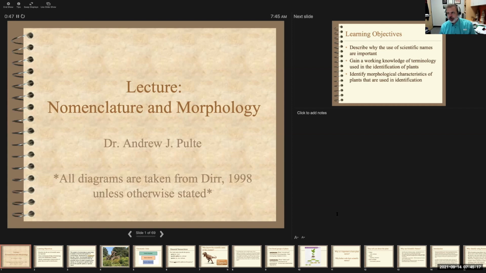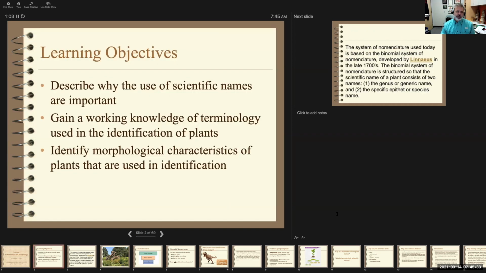I'm glad that you're joining me here today for this lecture on nomenclature and morphology of plants. We're basically going to learn today the basics of plant identification from the very beginning. We're going to do that in a variety of different ways, but we are going to get started here with some learning objectives and really what we want you to do by the end of this lecture.